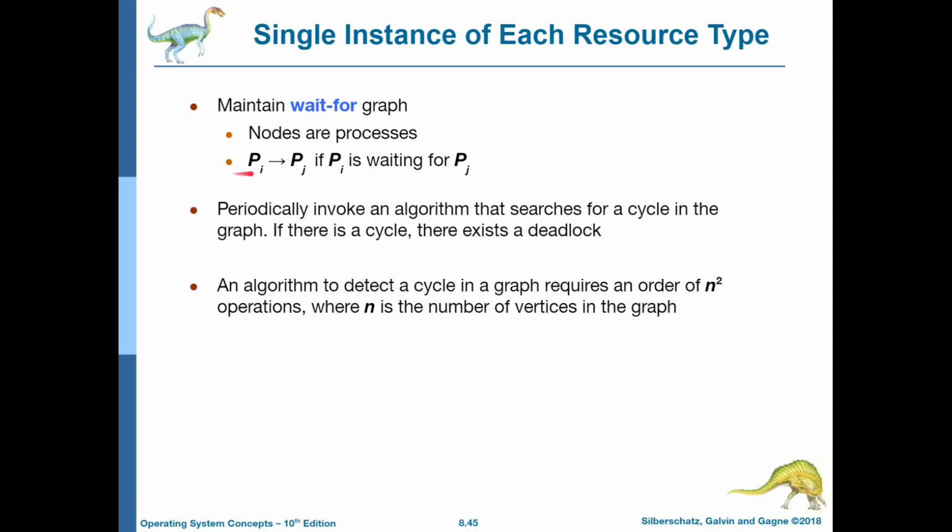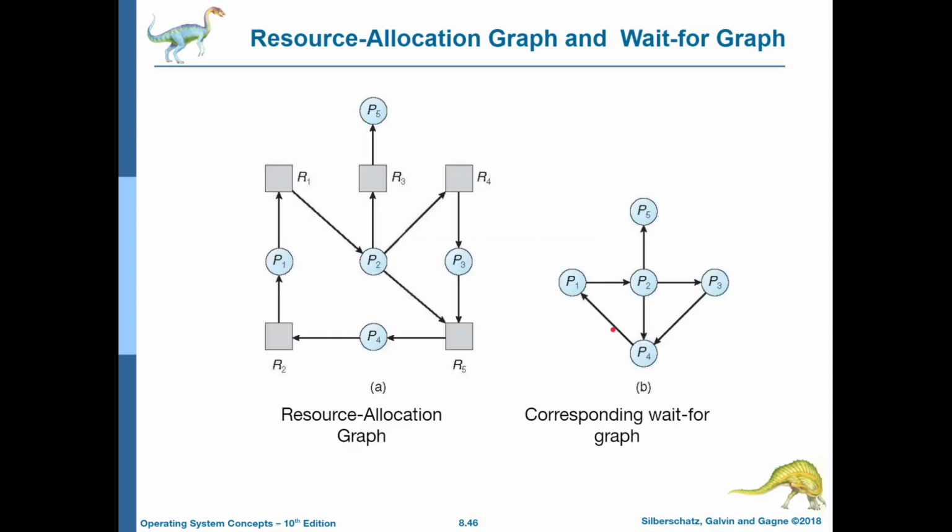So you can tell this is like a resource allocation graph without the resources. If there is a cycle, there exists a deadlock because you'll have processes waiting in that cycle. An algorithm to detect a cycle in the graph requires on the order of n squared operations. So this is a rather expensive operation, and there really isn't an easier way to search this graph.